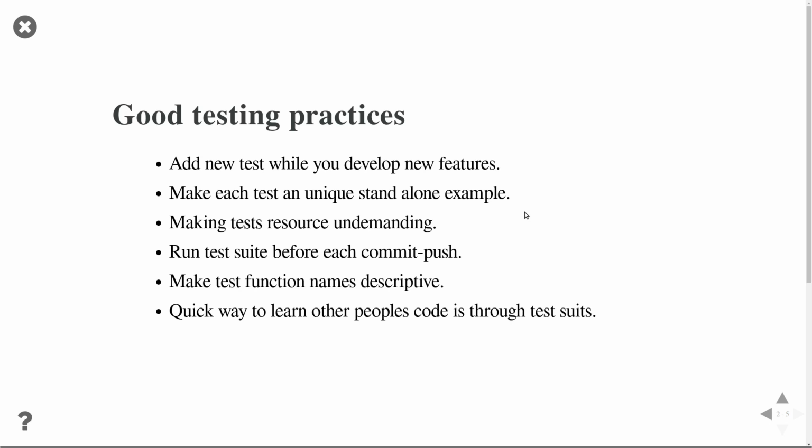And this is good practice: whenever you make changes to your code, you should run the test suite, make sure that everything still works, and only then do you push your changes to the Git repository. And then, of course, the test functions should be descriptive in their names. So don't call them test 1, test 2, test 3, but call them test_absolute_function, for instance.